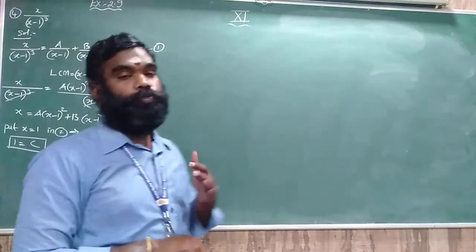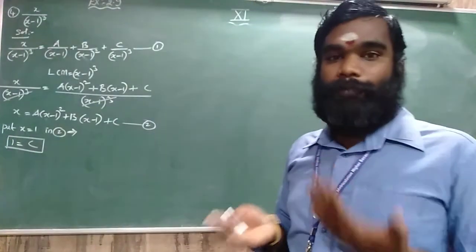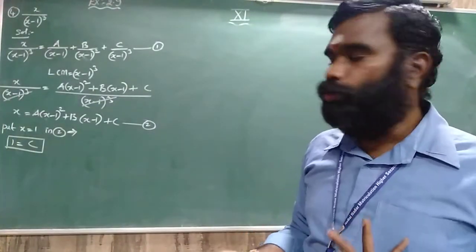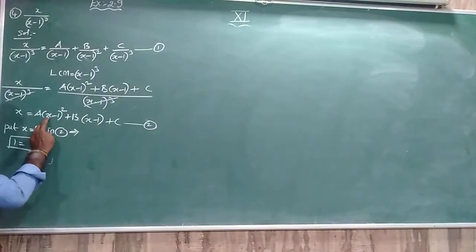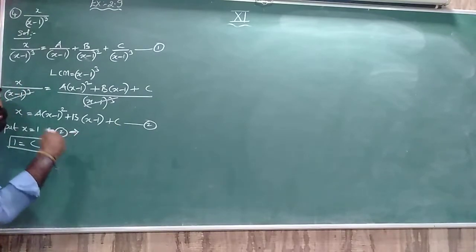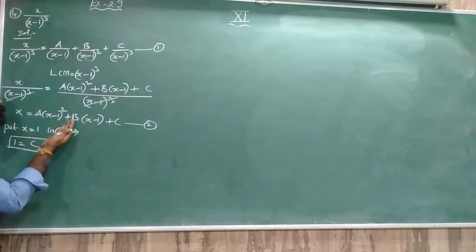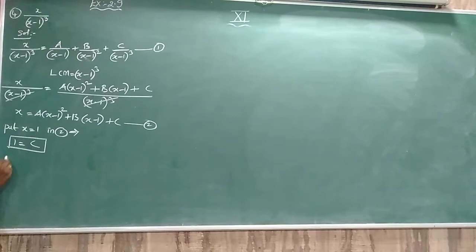I can't put any other values to make A or B or C 0. 1 is the only value I can apply here. No other values I can apply to make A or B or C 0. So put x is equal to 0.